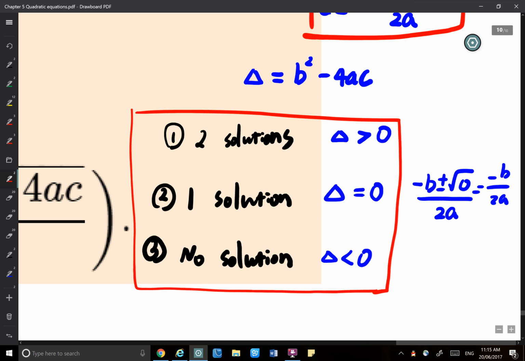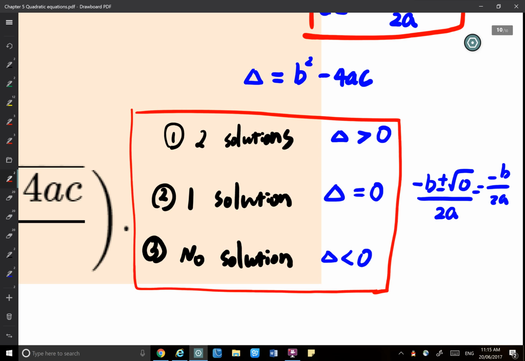Very, very, very important for that. You need to know how many times you will have 2 solutions. You need to know how many cases you will have 1 solution. You need to know how many cases you have no solutions. Very important.